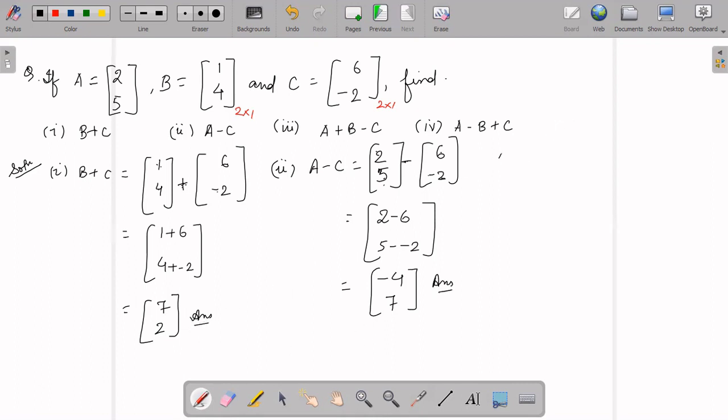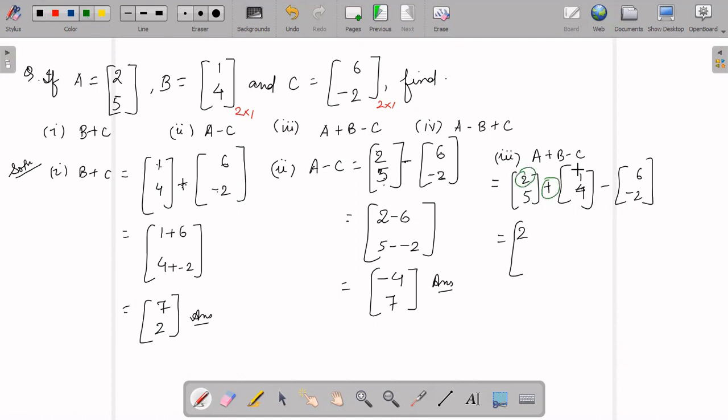Third wala karte hain. Third is A plus B minus C, which means A ko likho 2, 5, plus B, right? B is 1, 4, minus C. C ko likho 6, minus 2. तो हमने लिख लिया A plus B minus C. अब कैसे लिखेंगे? 2, look at the screen. 2 plus 1 minus 6. इस तरह से 2 plus 1 minus 6.